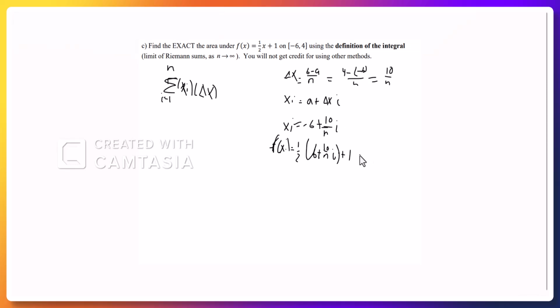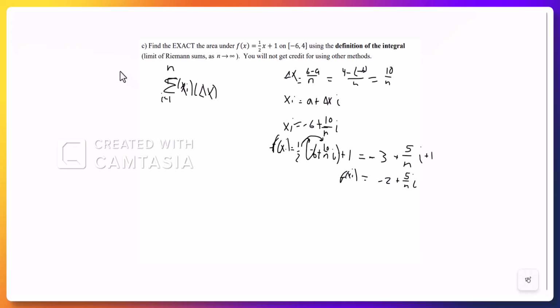And we're going to simplify this. So this is -6, we can't forget the negative, so this is going to be -3 plus, we're going to distribute the 1/2 to all of the numbers in the parentheses. So that would be 5 over n times i plus 1. Remember, this is a -3, so we could just add this. So the function of xi will equal -2 plus 5 over n times i.